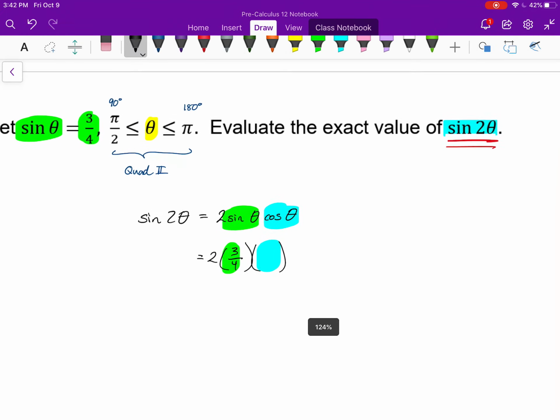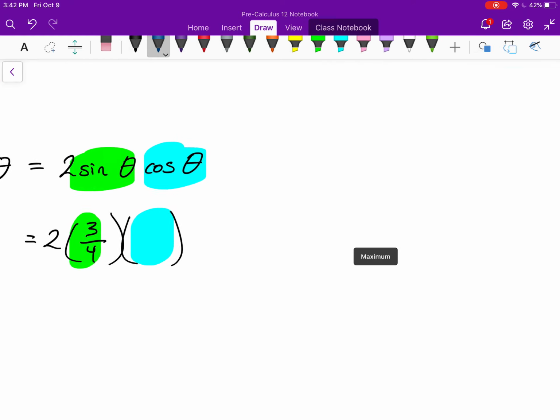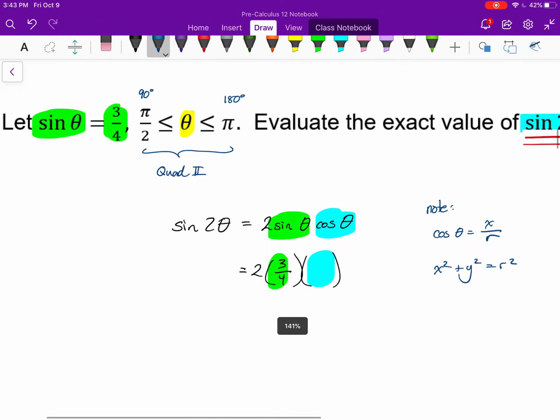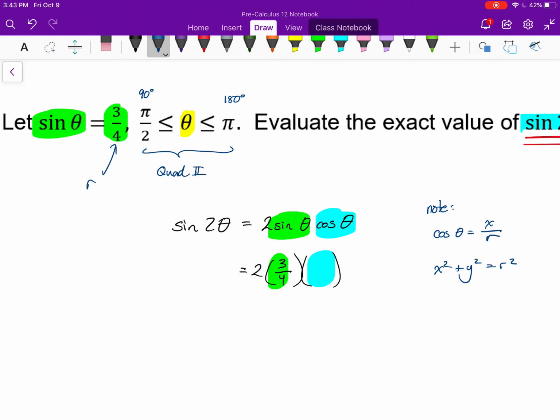Well, remember that cosine, I'll make a little note here. Cosine, as an angle in standard position, is defined as the x-coordinate of some point on the terminal arm divided by r. And remember as well that x squared plus y squared always equals r squared. If I look back at what I told you up here, when I said sine was 3/4, that means I know my r is 4 and my y is 3.